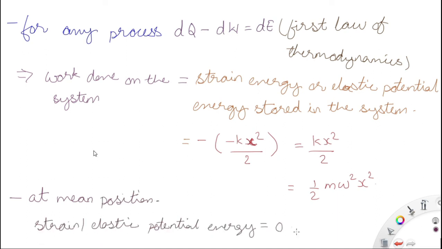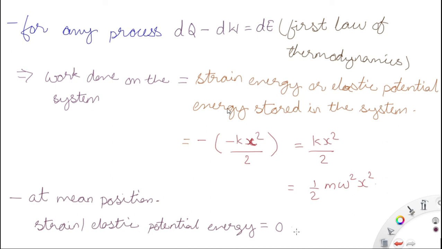is equal to the strain energy or elastic potential energy stored in the system, because the spring is an elastic body, so the potential energy stored is known as elastic potential energy. A strain happens because you are giving a load, the load causes stress, and because of the stress a strain happens. Strain is nothing but deformation, so it is also known as strain energy.